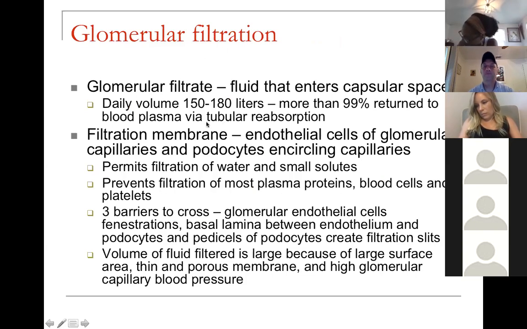Okay, filtration. Daily volume is, you're actually moving between 150 and 180 liters of plasma via tubular reabsorption each day. So this means you've pushed it into the glomerular capsule, it's made it into the proximal convoluted tubule, and then somewhere in that tubular structure, it's going to be reabsorbed back into the venous blood return. That's what that means. Now, how many liters of blood do you have in your body? Quick. 5. Fantastic. Take a look at how many you're actually reabsorbing in the course of a day. It's a lot of heartbeats.